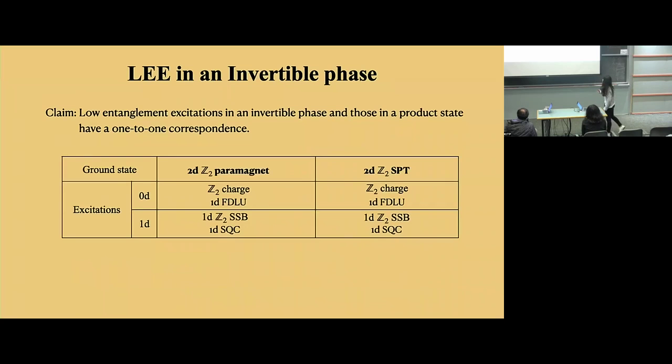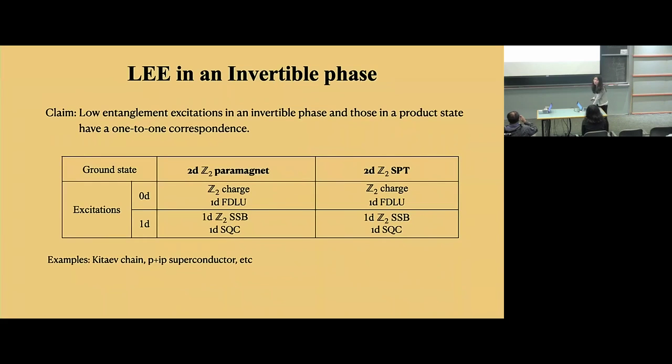For example, if you care about starting with a ground state that's a Z2 SPT state, my claim is that the zero-dimensional excitation you can find is still only Z2 charge, and the one-dimensional you can find is still this one-dimensional symmetry breaking state. There's nothing else you can find. And this also works on other examples, like Kitaev chains or p plus ip superconductors.